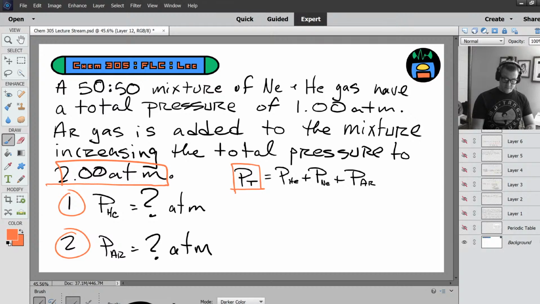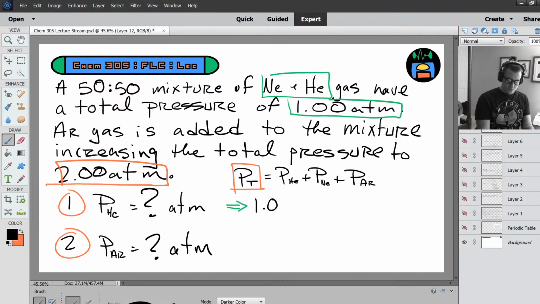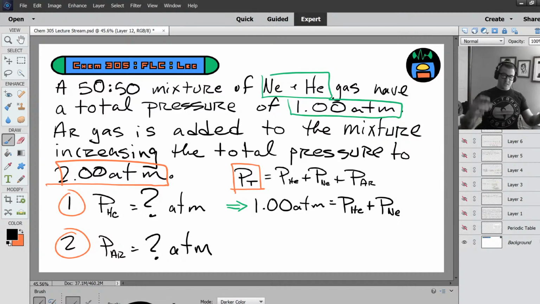So our total pressure of our new mixture is 2 atmospheres, and it equals the partial pressure of helium plus neon plus argon. Now here's the cool thing. In the previous part of the problem, we had our 50-50 mixture of neon and helium, and it had a total pressure of 1 atmosphere. This is what we saw previously, that 1.00 atmospheres was equal to the partial pressure of helium plus the partial pressure of neon. And so the increase in pressure, from 1 atmosphere to 2 atmospheres, is solely due to the partial pressure of argon.